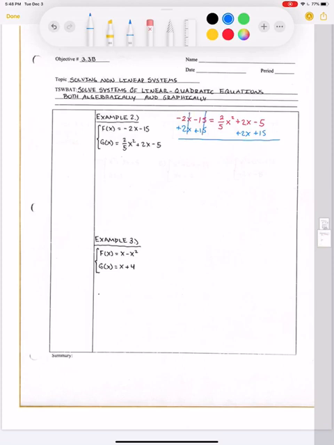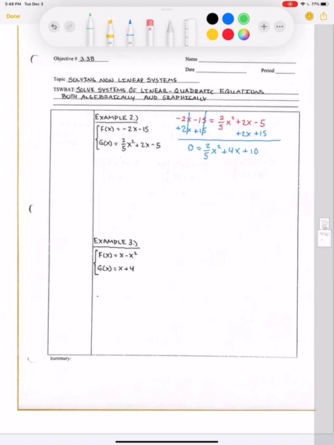So the left side of my equation is going to be 0. On the right, I have 2/5 x squared plus 4x plus 10. And because I have that fraction, what I can do to get rid of it is I can multiply both sides of my equation by 5.